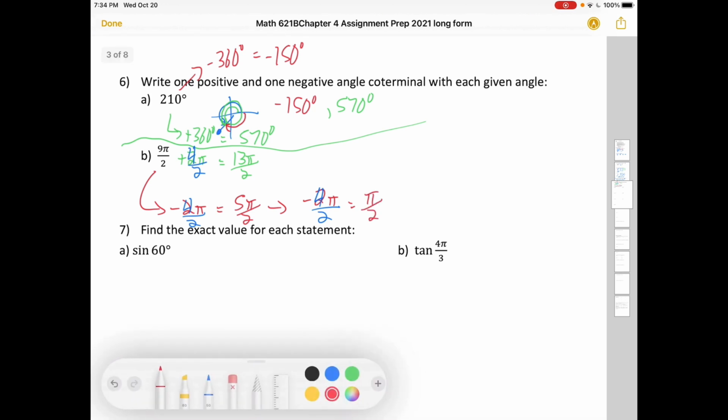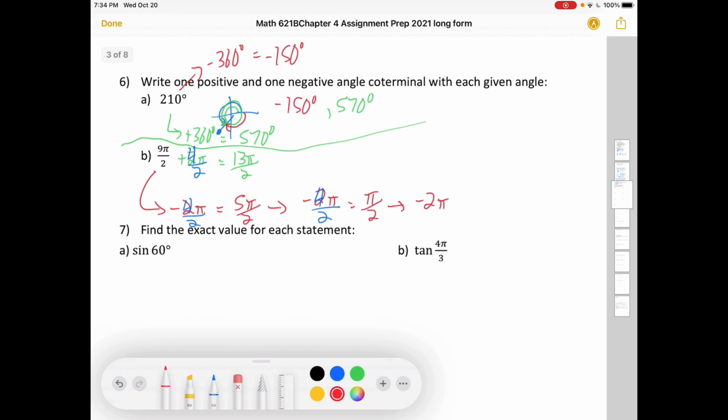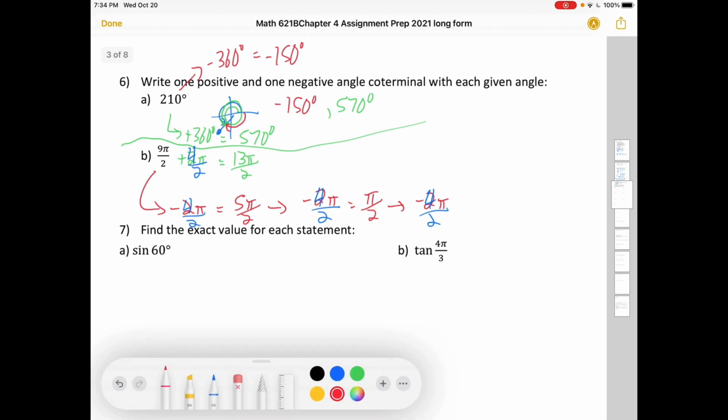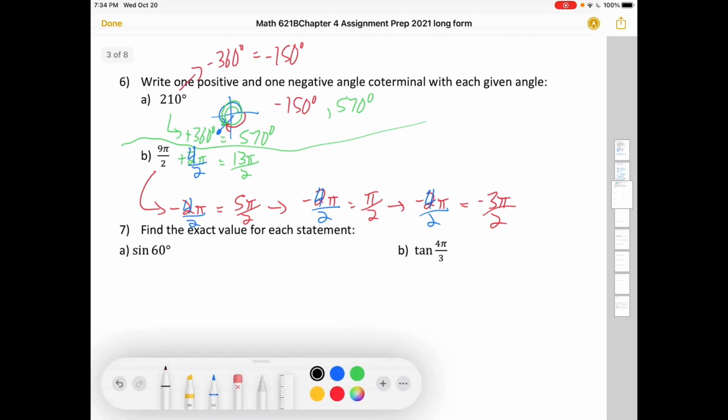Oh man, that's still not negative. Well, that's okay. Just keep going backwards. So again, subtract off another 2 pi. And that'll give us, again, we have to think of that as 4 pi over 2. That'll give us negative 3 pi over 2. Good. There's a possible answer out of the infinitely many. All of these angles are coterminal with 9 pi over 2.